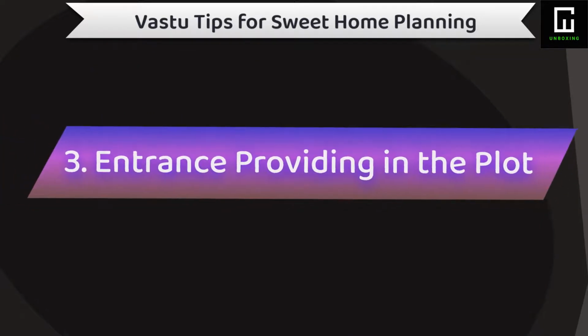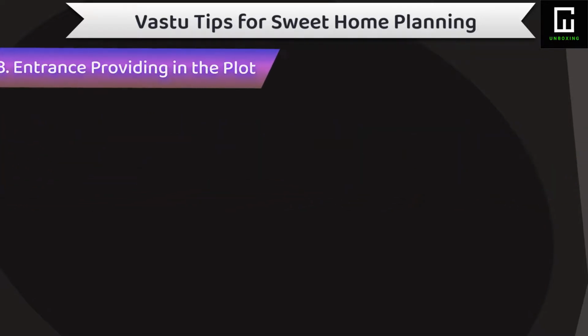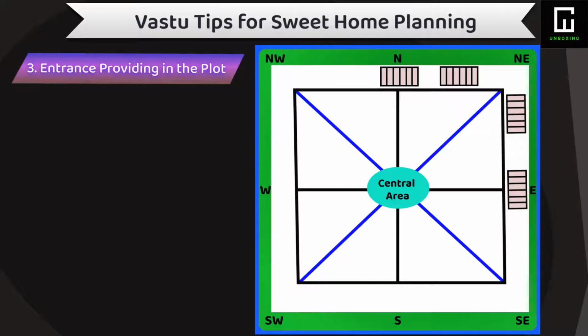Now, for the best location for providing entrance or entry gates or main door for the home, we must go to the north direction first. Northeast or east facing entrance is also suitable, and this is suitable as per the Vastu Shastra for Indian habitat.